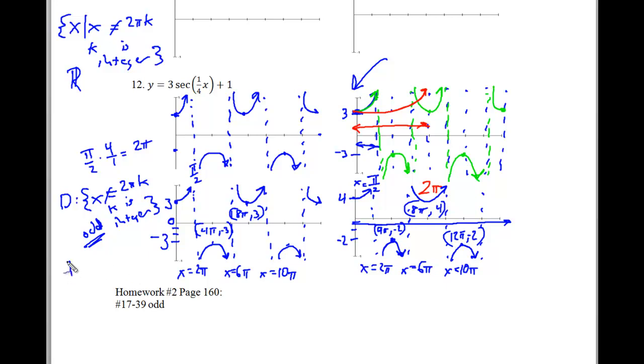And then let's look at the range. The range is not all real numbers this time because there's a gap between this dot at 4 and this dot at -2. So our range is the y values where y is less than or equal to -2 where it turns around, or y is greater than or equal to 4 at that turnaround.